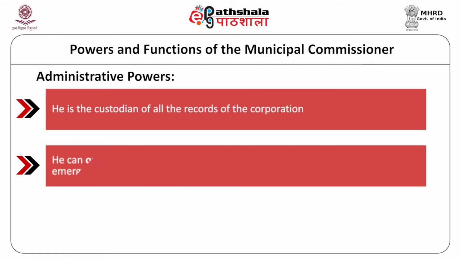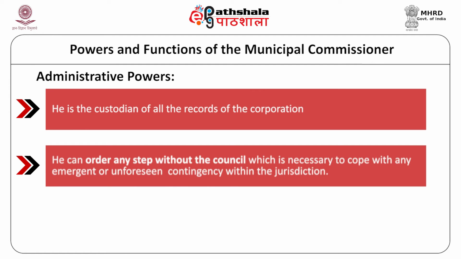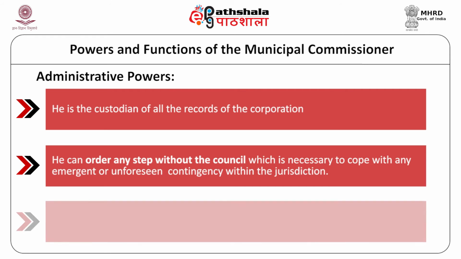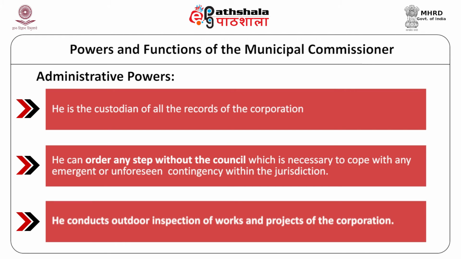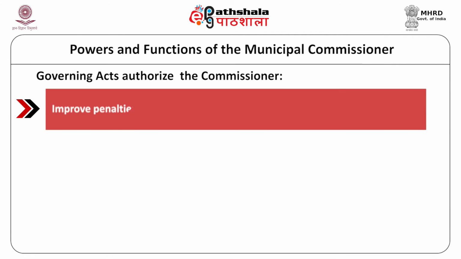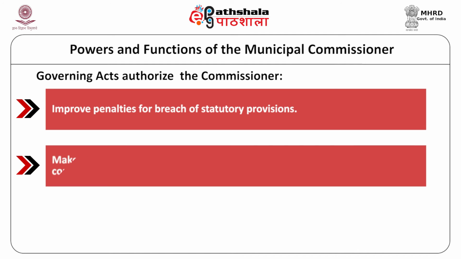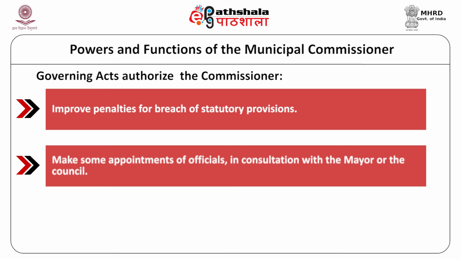He can order or start the execution of any work for the benefit of the public. The commissioner conducts outdoor inspections of the works and projects of the municipal corporation. Most of the municipal acts provide that the municipal commissioner can impose penalties for breach of statutory provisions. He can also appoint a certain category of officials for the proper functioning of the municipal corporation.